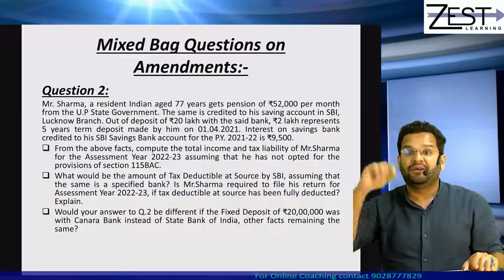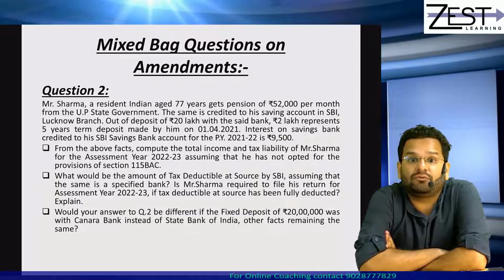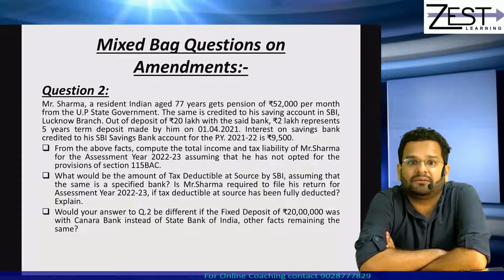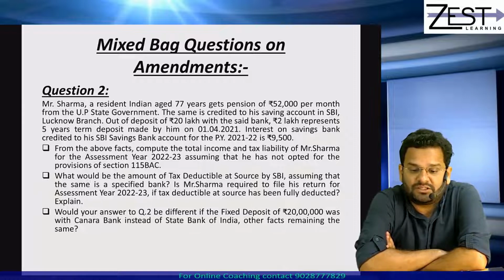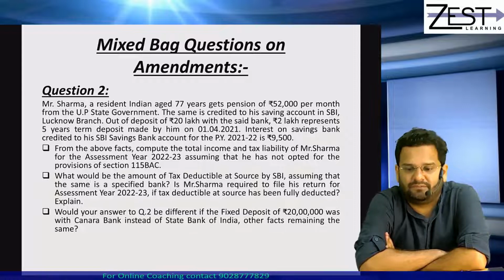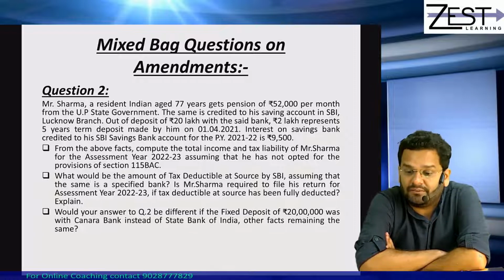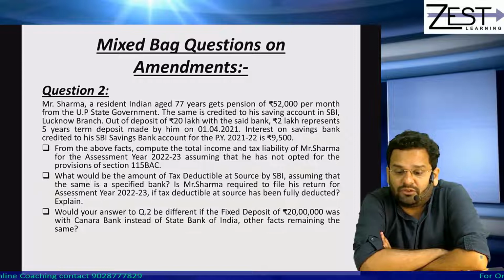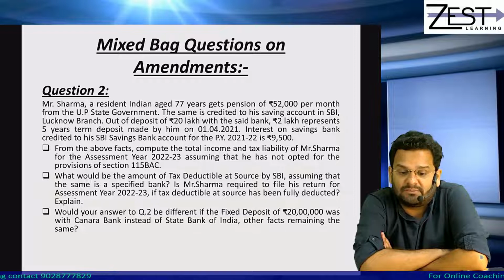Second question, this will take you into the depth of 194P. See, Mr. Sharma, resident Indian whose age is 77 years. Something clicks to you? 75 or more than 75? Yes. Gets pension of 52,000 per month from UP state government. Same is credited to his savings account in State Bank of India Lucknow branch. Out of deposit of 20 lakhs with the said bank, 2 lakh represents 5-year term deposit made by him on 1st April 21. Did you understand?